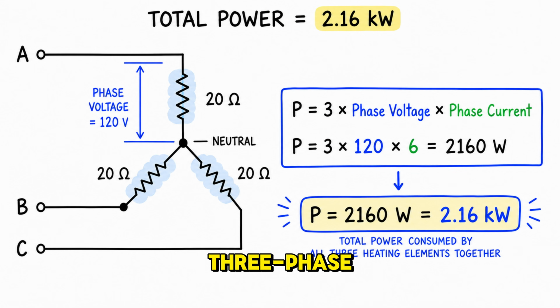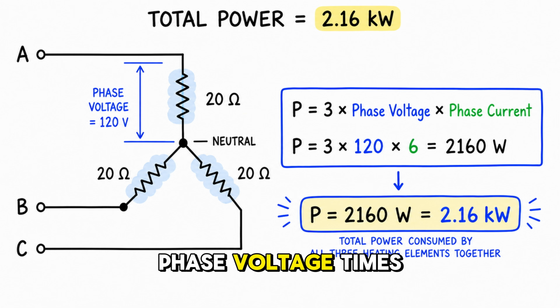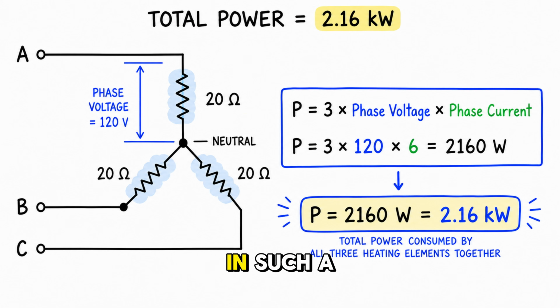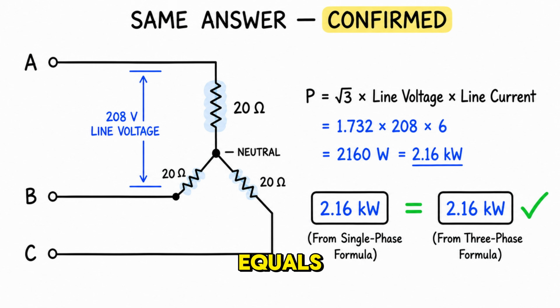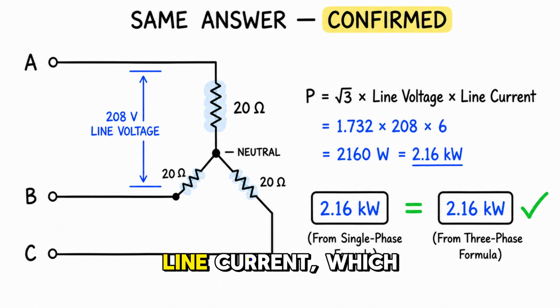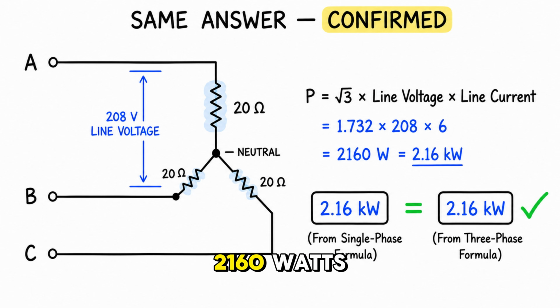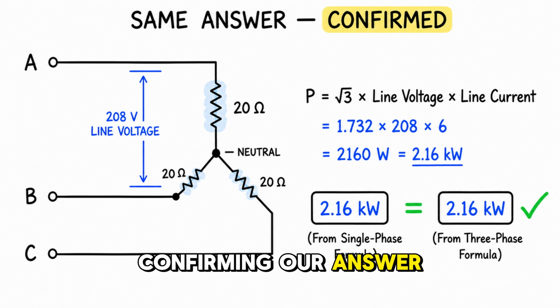To find total three-phase power, we use the formula. Power equals 3 times phase voltage times phase current. In such a condition, total power equals 3 multiplied by 120 multiplied by 6, which equals 2,160 watts or 2.16 kilowatts. Alternatively, total power equals root 3 times line voltage times line current, which gives 1.732 times 208 times 6. And this also equals 2,160 watts, confirming our answer.